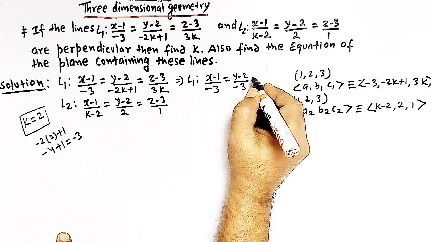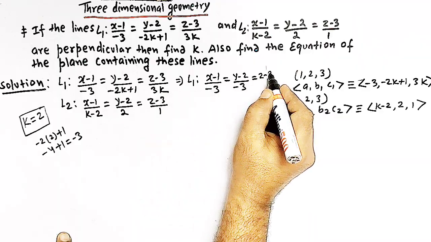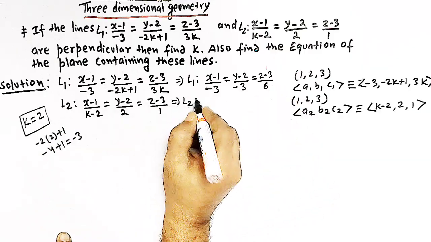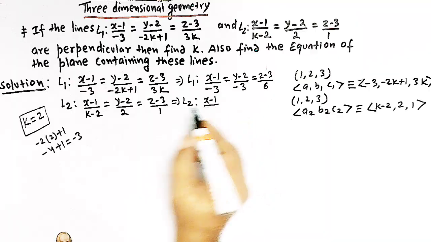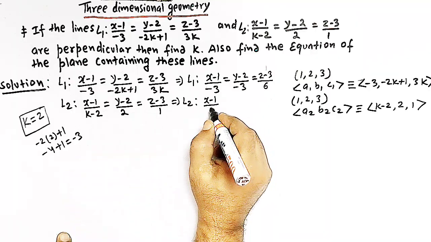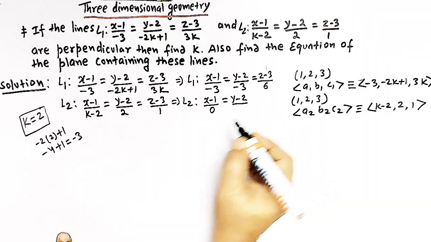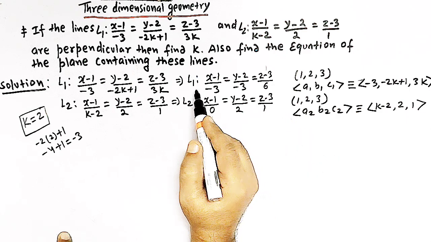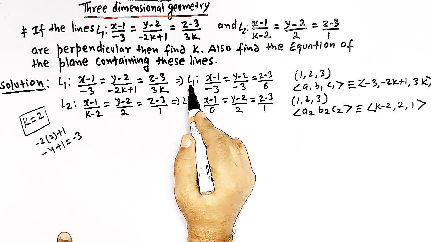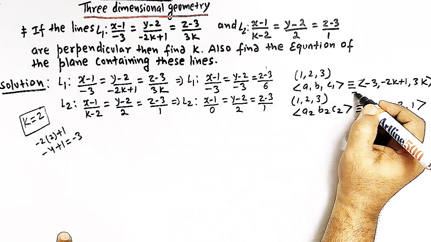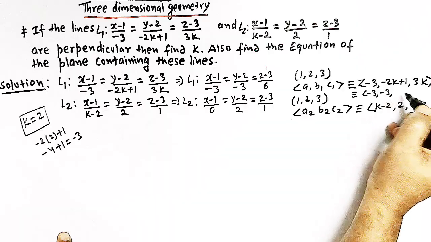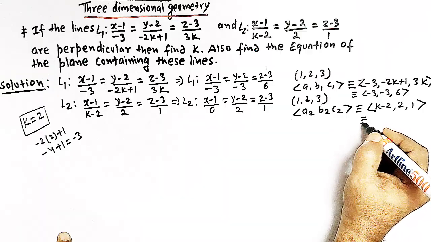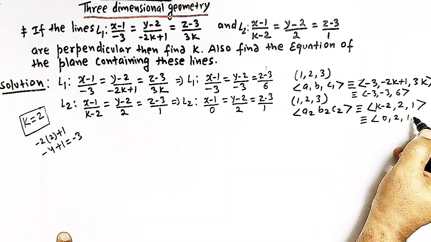So here we have minus 3, and here we have (z minus 3) over 3 times 2, which is 6. And in L2 we have (x minus 1) over 2 minus 2, that is 0, and then we have (y minus 2) over 2, and (z minus 3) over 1, right? So now the direction ratios of the line L1 are given by minus 3, minus 3, and 6, and the direction ratios of the line L2 are given by 0, 2, and 1.